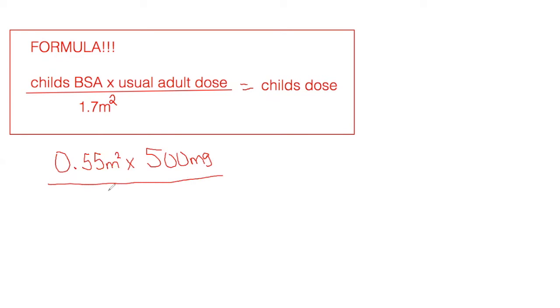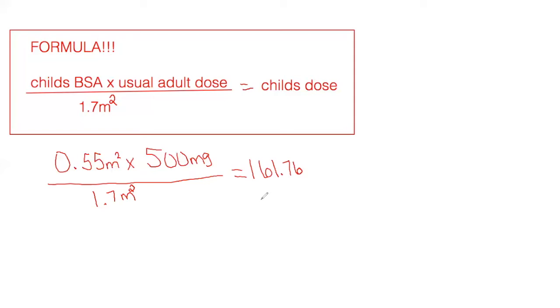Now remember guys that 1.7 meters square is just a standard. So this number here at the denominator is not going to change. All right. So when we do the math on this, we have 0.55 meters squared times 500 divided by 1.7 meters square is going to give us 161.76. And here is just the dose ordered.